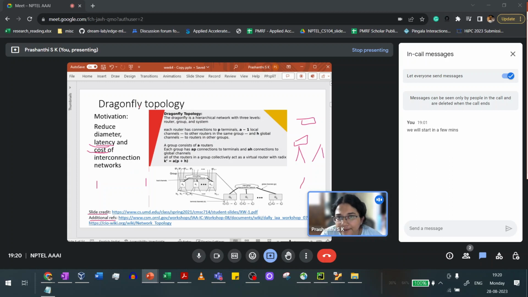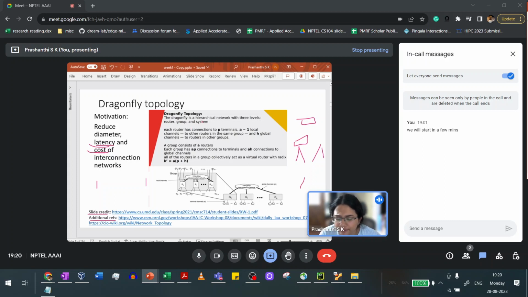So dragonfly also is one of those topologies. Again, each of these topologies will try to do something specific to achieve these goals. So you can ask yourself while you go through these slides what it is that this topology does that's very unique to itself, right? So let's take a look at dragonfly broadly.